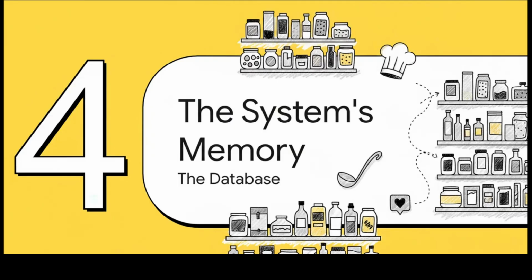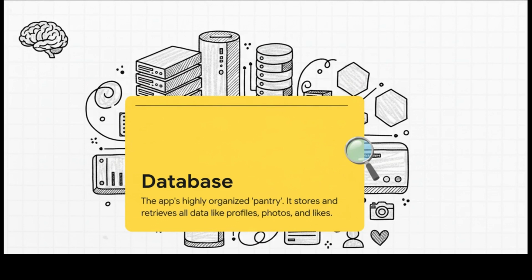All right, so our chef, the server, has approved the order. But to actually make the dish, to update that like count, it needs ingredients. It needs to grab some information and store new information. And to do that, it heads over to the kitchen's giant, perfectly organized pantry. And that pantry is the database. You can think of it as the app's long-term memory. If the server is the brain doing the thinking, the database is the memory where everything is stored. Every user profile, every photo, every single comment, and yep, every like, it all lives here, all neatly organized and ready to be found in a split second.